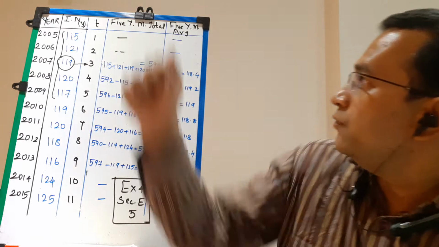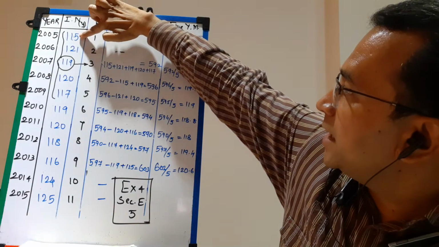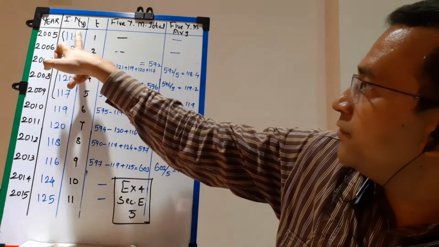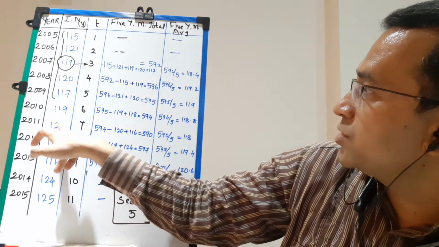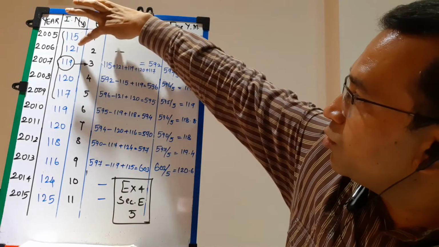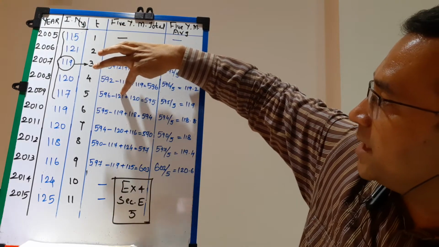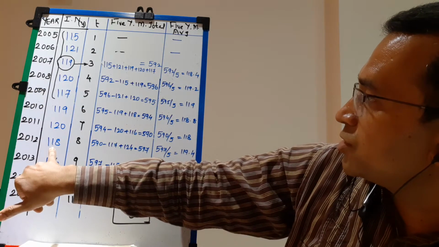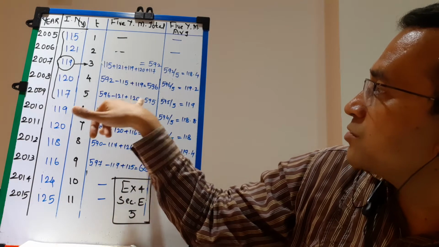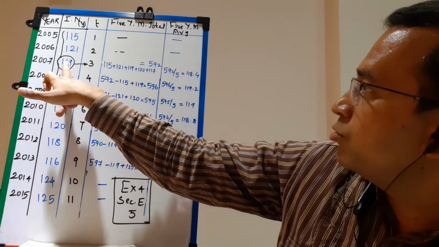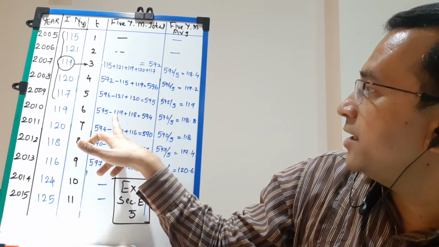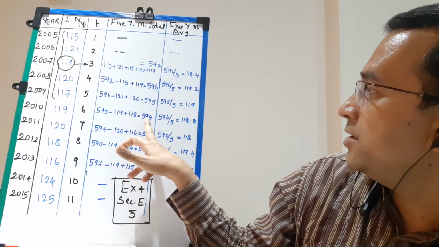Now we have to remove 115 and add 119. Check, 592 minus 115, the first observation, and the next observation 119 I have to add. So this total is 596. Now remove 121 from 596 and add the next observation, which is 120. So 596 minus 121 plus 120, 595. Now remove 119 and add 180. So 595 minus 119 plus 118, which is 594.